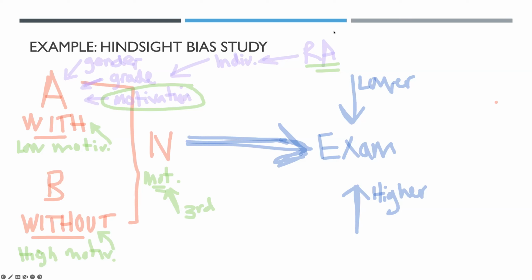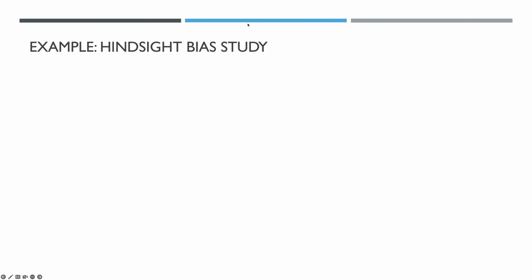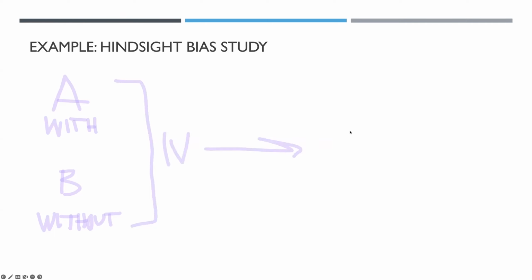So let me clear this, and I'm going to go ahead and do another example. So now we've talked about individual level characteristics being confounding. So let's go back to our condition A, which was the answers. So we're going to say with, and we have B without, and we think, this is our independent variable, we think that this is going to have an effect on exam scores, right? So same situation.